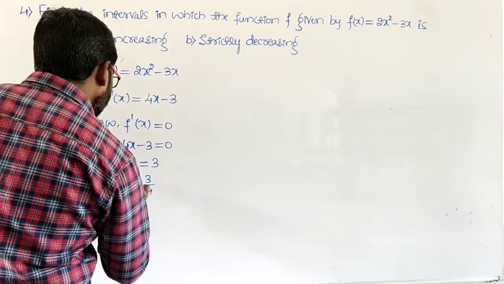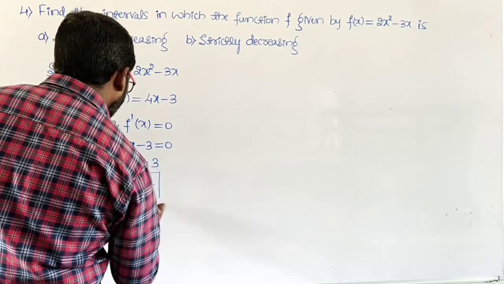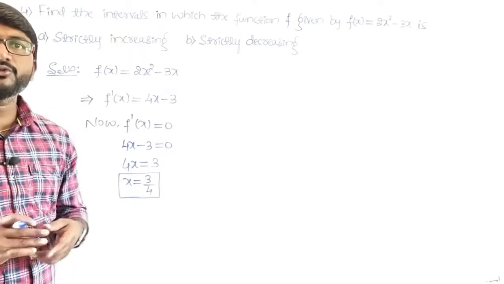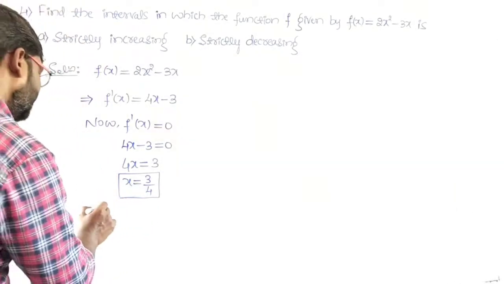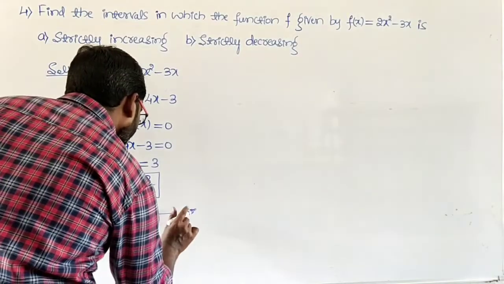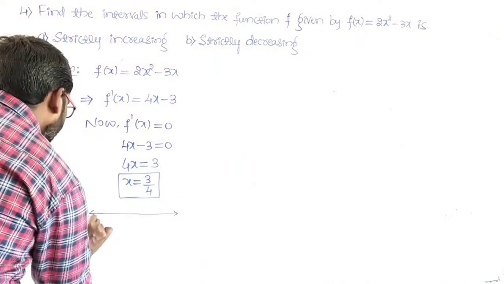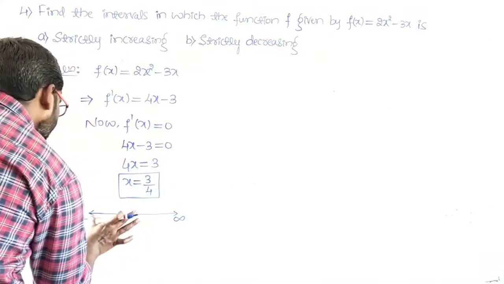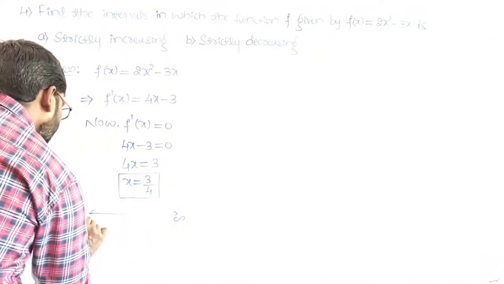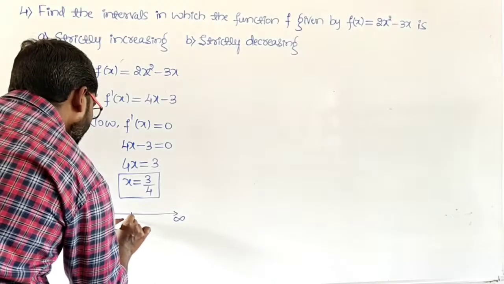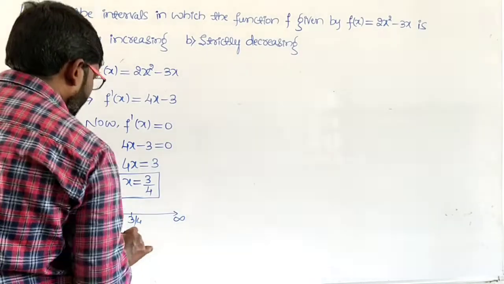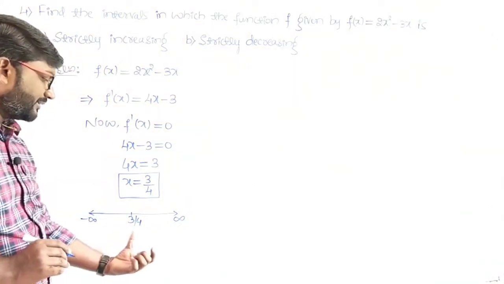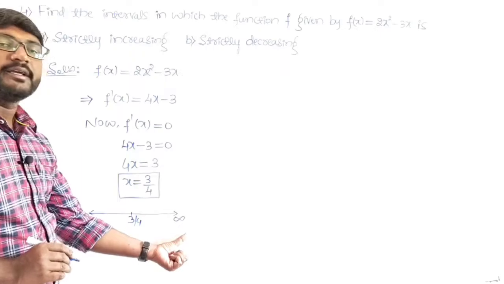The point x equal to 3 by 4 divides the number line into two disjoint intervals. For example, see here, this is the number line. Here it is minus infinity and here it is plus infinity. In between you take 3 by 4. So overall we get two intervals: minus infinity comma 3 by 4 and 3 by 4 comma infinity.